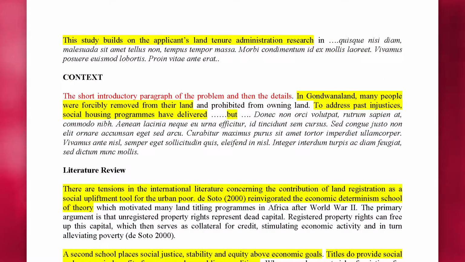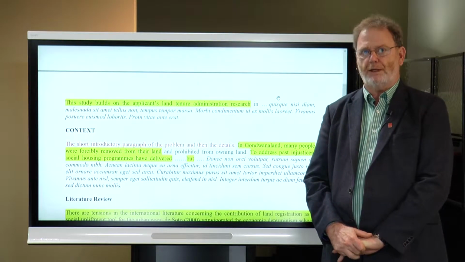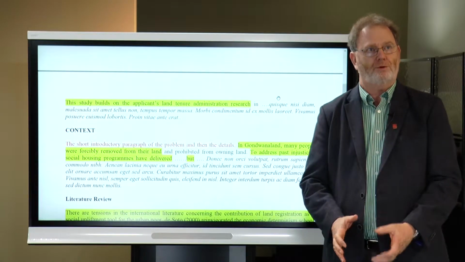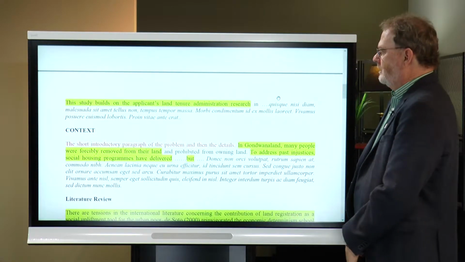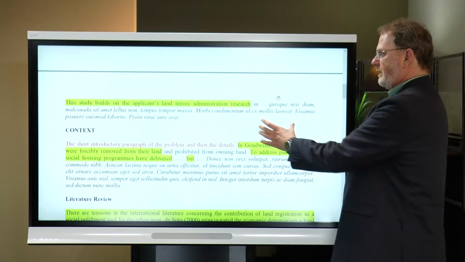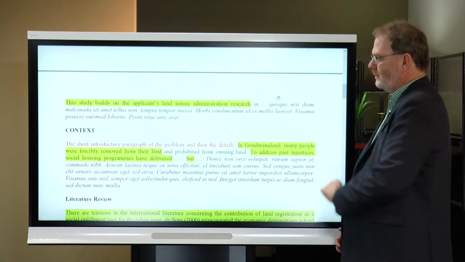And then to close off that, the study builds on the applicant's land tenure administration research. We would expect you, as an emerging academic applying for one of these grants, that you would have done some work in this area already. It would be unusual for you to start a completely new research area. You should be an emerging expert in this particular area. So if you've done work in the area, tell the committee, the study builds on this. I've done work in this area before.